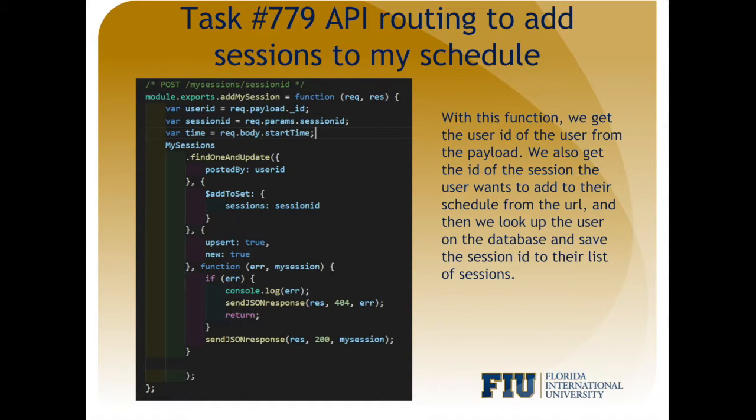So this is the code for the API routing. We created a function to add my session. We got the user ID from the payload. And then we also got the session ID of the session that the user wanted to put in their schedule. We looked up that user in our database, and then we put that session under the list of sessions.